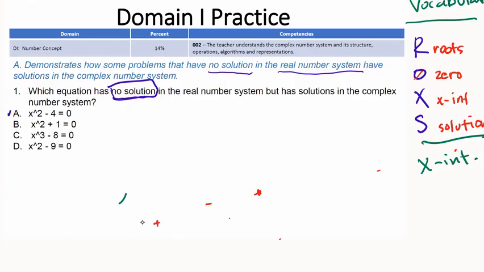Here we go. Let's erase this part here. Now let's go on to the next question. Letter B. So the first one is not the answer. Okay. Let's go to letter B. x squared minus 1 equals 0.